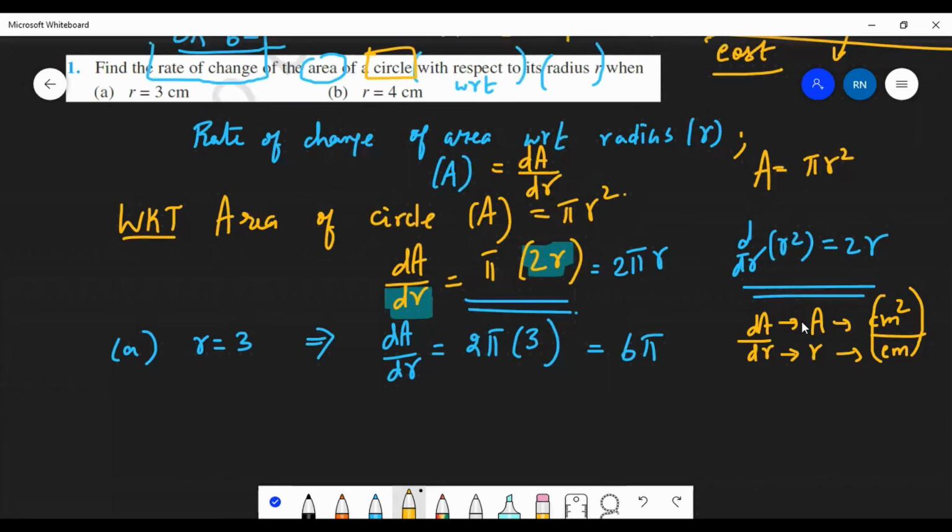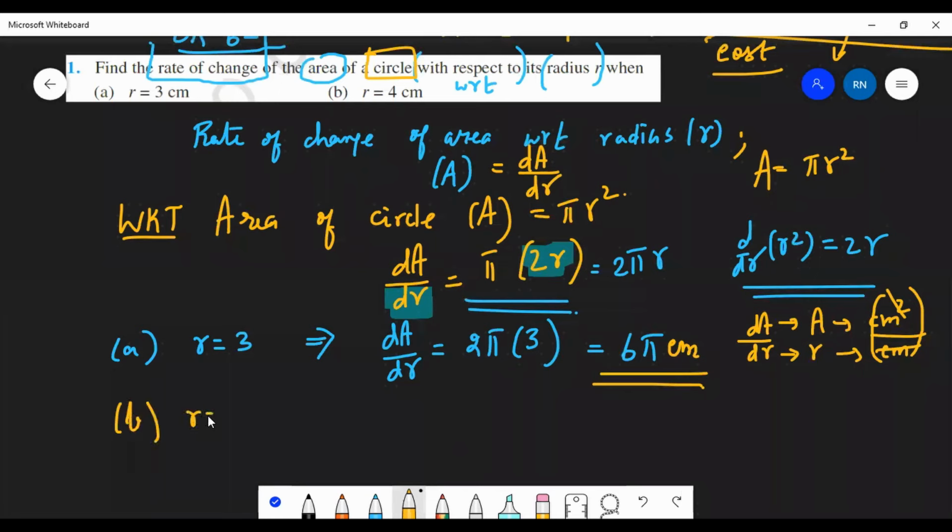What is the answer? So it should be 6 pi per centimeter, which is the correct unit of dA by dr. Please understand: dA by dr has the unit centimeter square by centimeter.